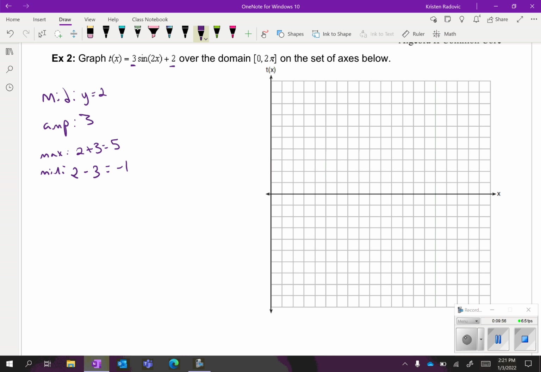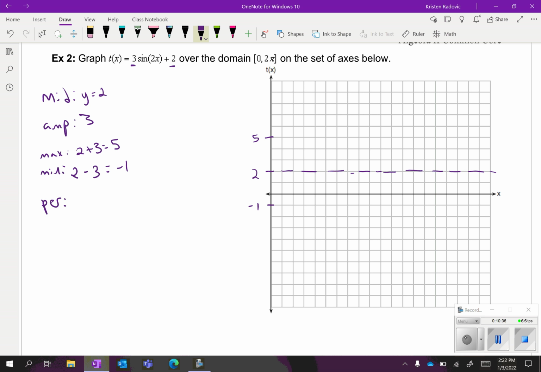So we're going to take these values and put them on your y-axis. We have 5, 1, 2, 3, 4, 5. We have -1, and we have 2. And again, put your reference through your midline. There we go. Now you want to find your x-axis values, so you're going to identify what your period is.